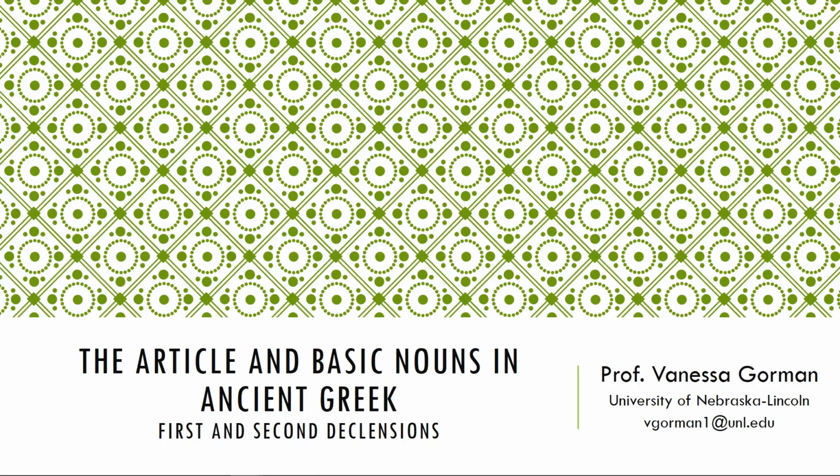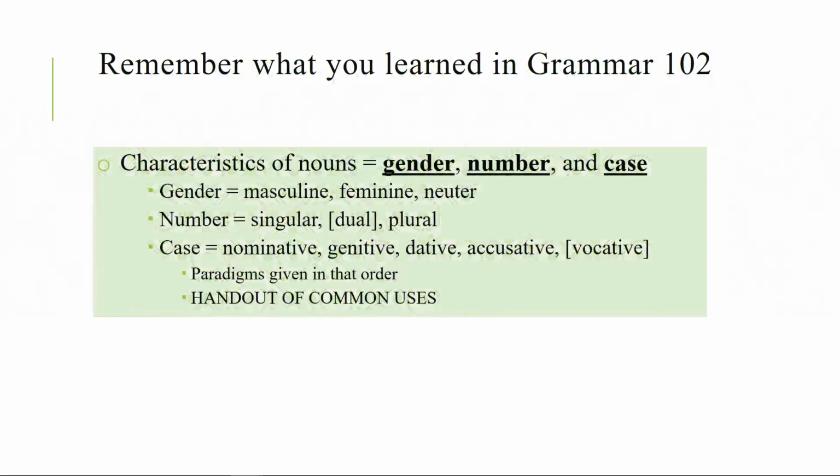Also, it's worthwhile to learn the basic noun endings because, again, there are not very many of them. It will save you a lot of time down the road. So with this in mind, I want to introduce you to the article and the basic nouns of the first and second declensions. Now, remember what we've already learned.